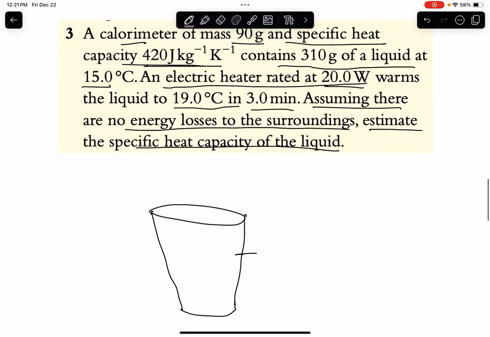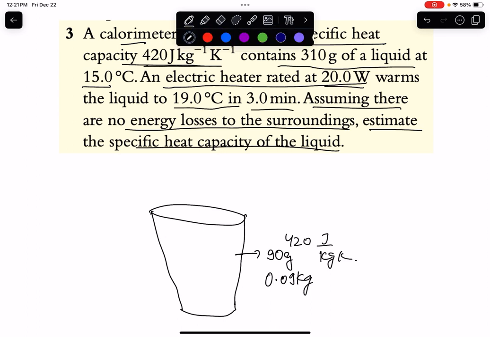So we know that this calorimeter has a mass of 90 grams. We're going to convert this to kilograms. So this is 90 divided by 1,000, which is 0.09 kilograms. So you've got a calorimeter of mass 0.09 kilograms, and it has a specific heat capacity of 420 joules per kilogram Kelvin. That's for the calorimeter.